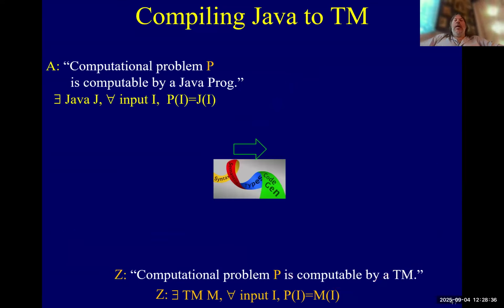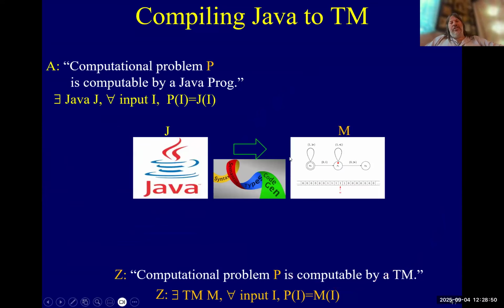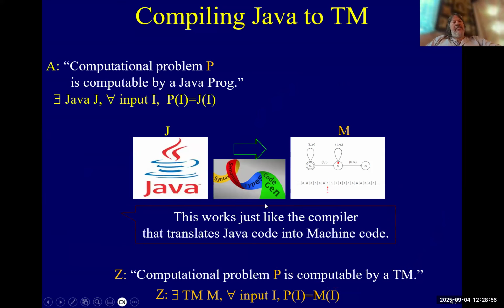All right. So as the title implies, we prove it by compiling. So here's the compiler. What the compiler does is you put in a Java program, and out of the compiler comes a Turing machine, right? You've all written code in Java, and you've all compiled it into machine code, and then you've run the machine code, unless you have an interpreter that's running it. Let's not worry about that. So this is a compiler that will compile a Java program into a Turing machine, right?